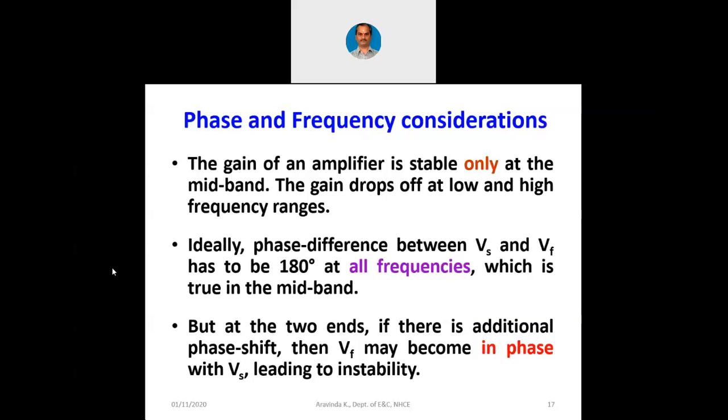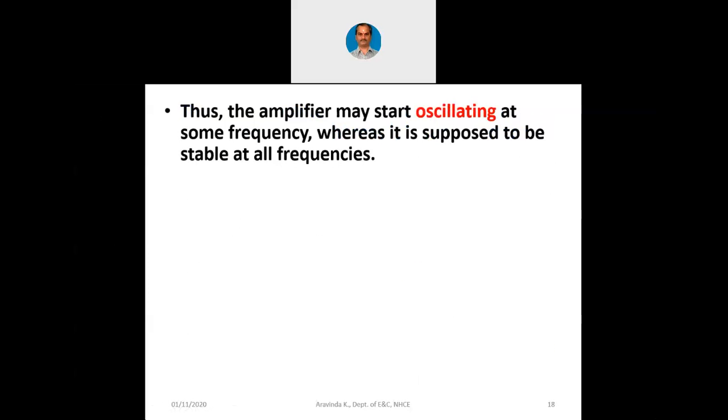Now based on this, one scientist called Nyquist worked more on the stability factor of a particular amplifier circuit. We are going to discuss that in the next slide now. Thus the amplifier may start oscillating at some frequency where it is supposed to be stable at all frequencies. Look at this point. When the feedback signal and the input signal are in phase, there will be an unnecessary increase in the amplitude of the input voltage. When there is an increase in the amplitude of the input voltage, that is going to be amplified by the amplifier itself.